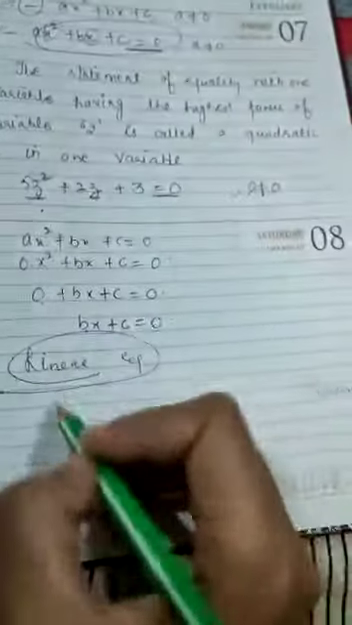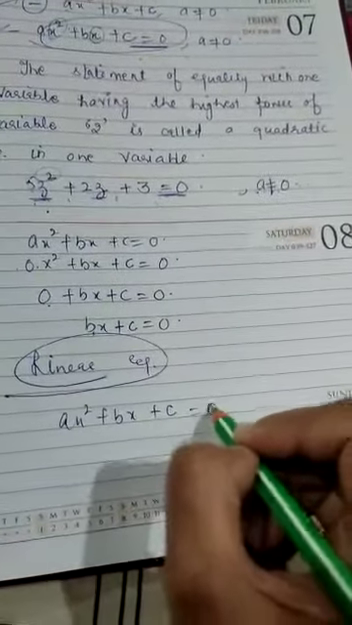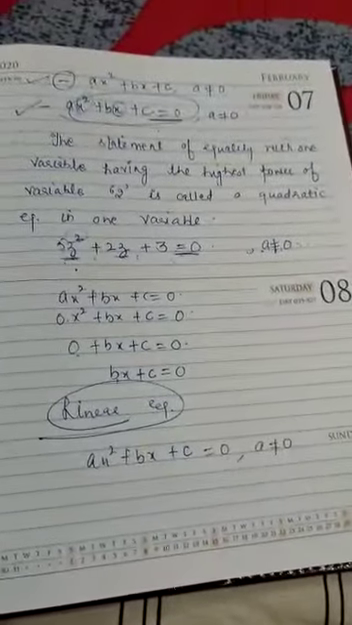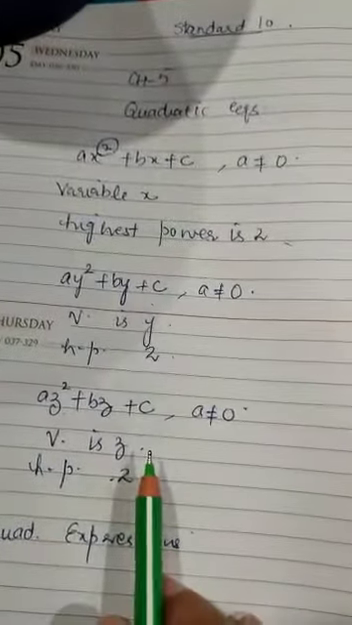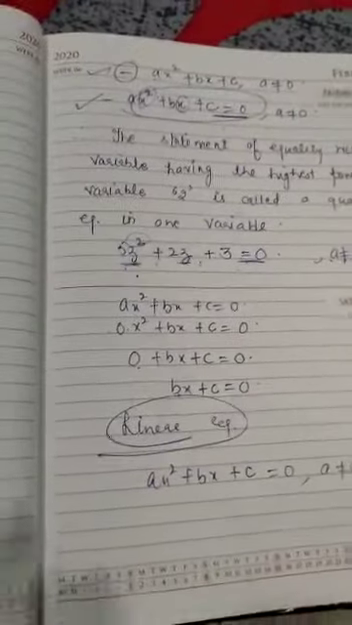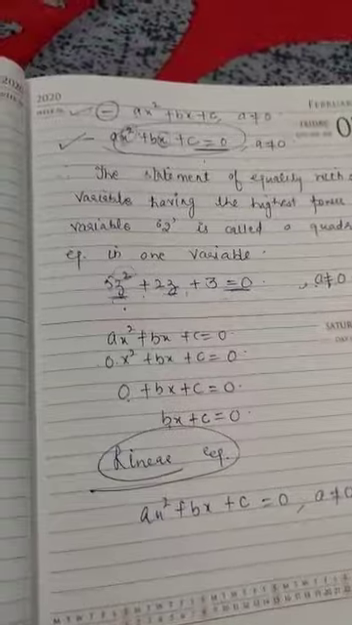So this is the general form of the quadratic equation, that is ax square plus bx plus c equals to 0 and a is not equals to 0. So here we all learned what a quadratic equation is, and the general form of the quadratic equation, that is ax square plus bx plus c equals to 0 and a is not equals to 0.